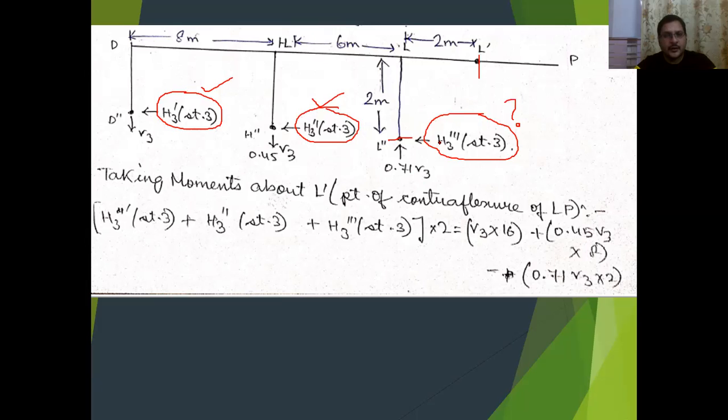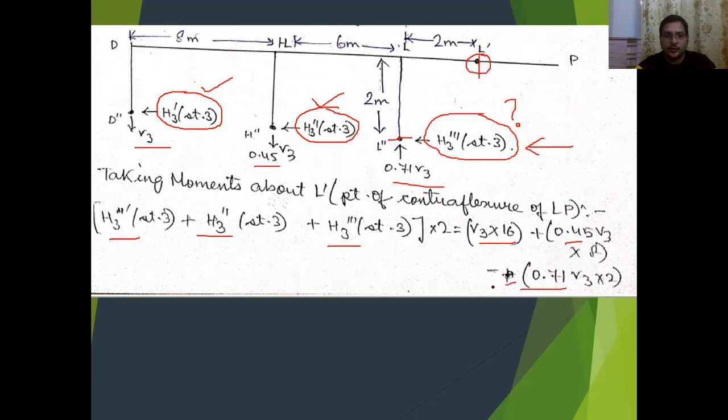So to find out this H3 triple dash, we will calculate all the moments about this point of contact flexure which I am marking. So we will take all the clockwise moments and all the anti-clockwise moments. If you check, whatever the clockwise moments are, H3 dash, H3 double dash, and H3 triple dash, they are all clockwise moments. And the anti-clockwise moments are V3, then 0.45 V3, this one, V3, 0.45 V3, and 0.71 V3, which is also clockwise, so minus.